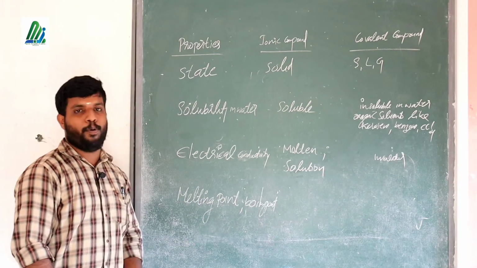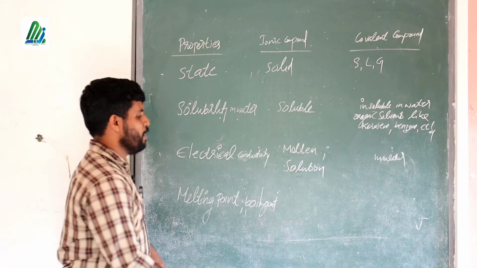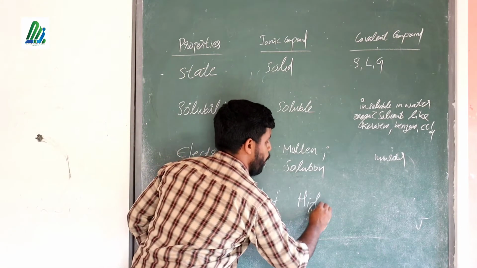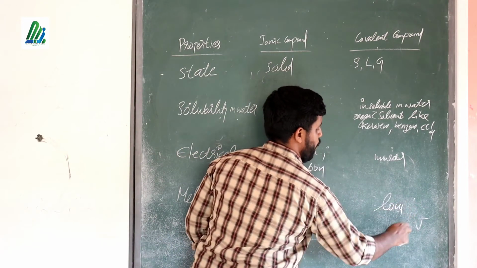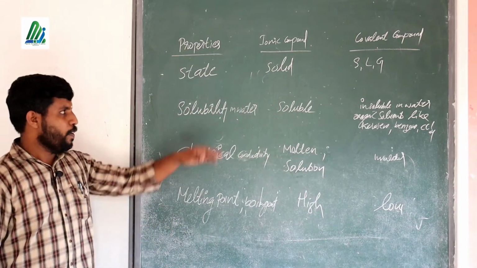Then melting point and boiling point. For ionic compounds, the melting point and boiling point are high. For covalent compounds, the melting point and boiling point are low. So what are the properties?